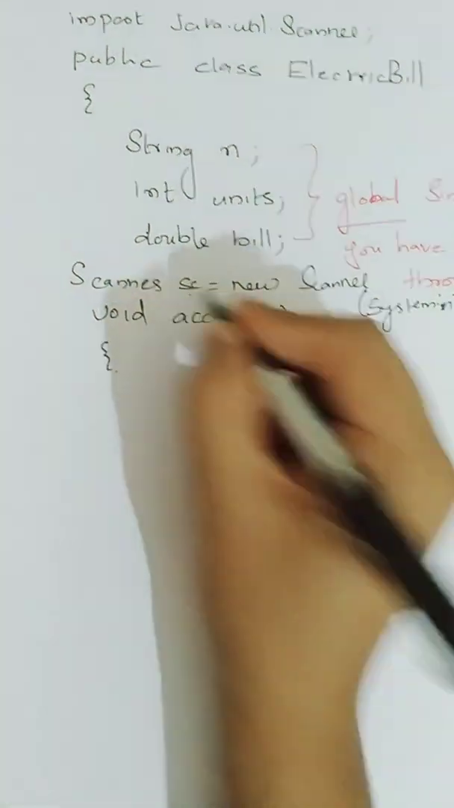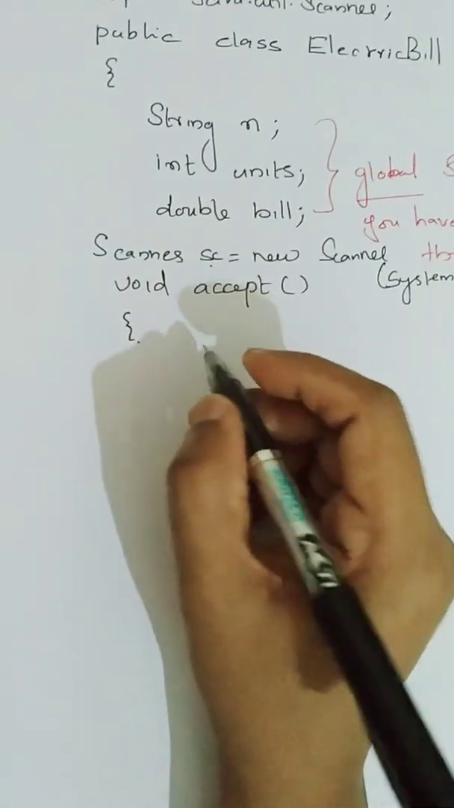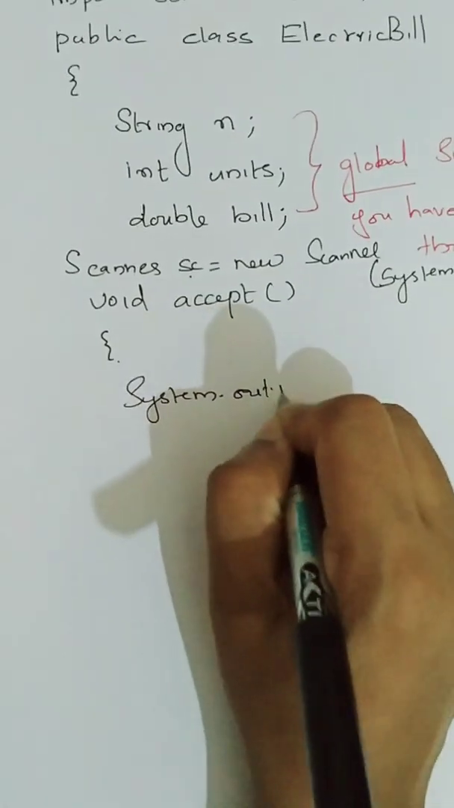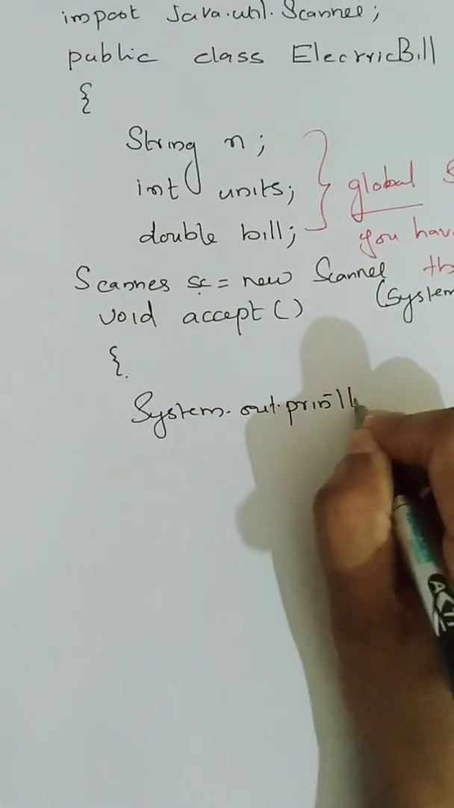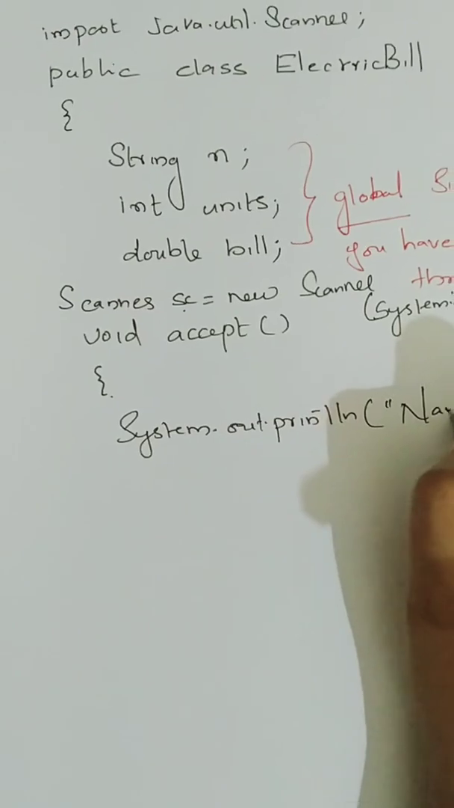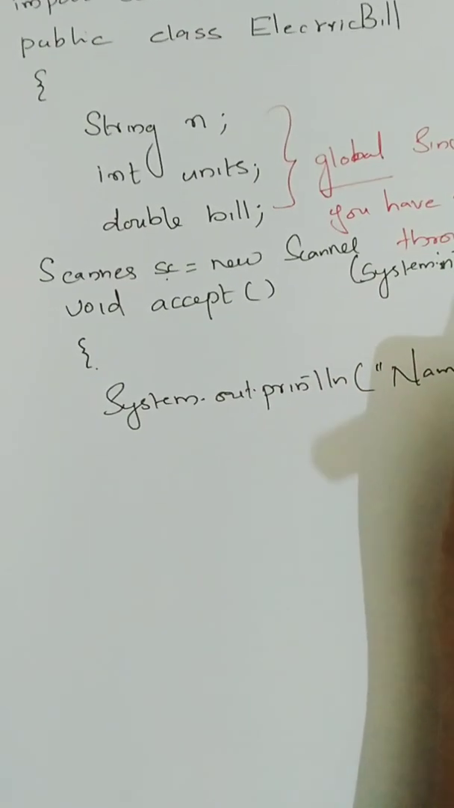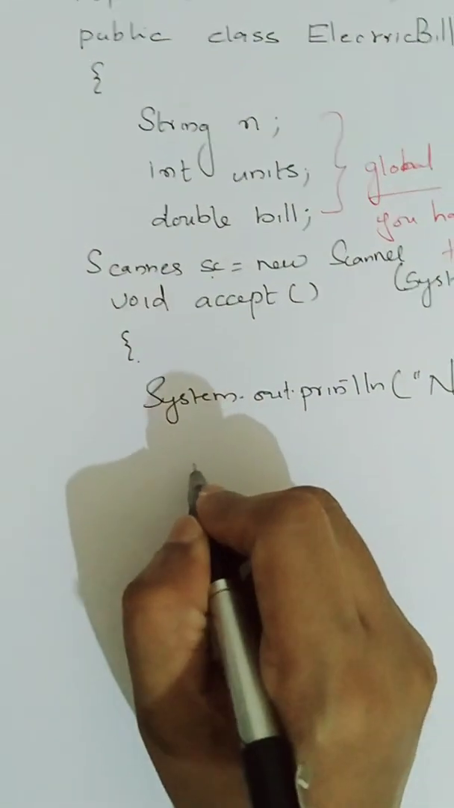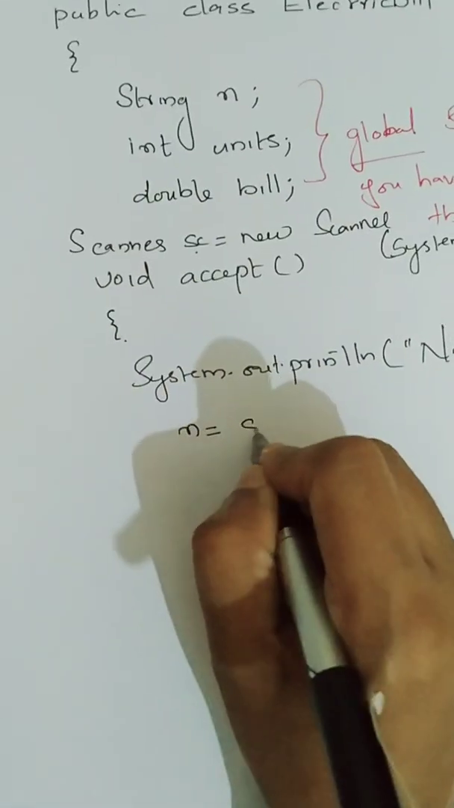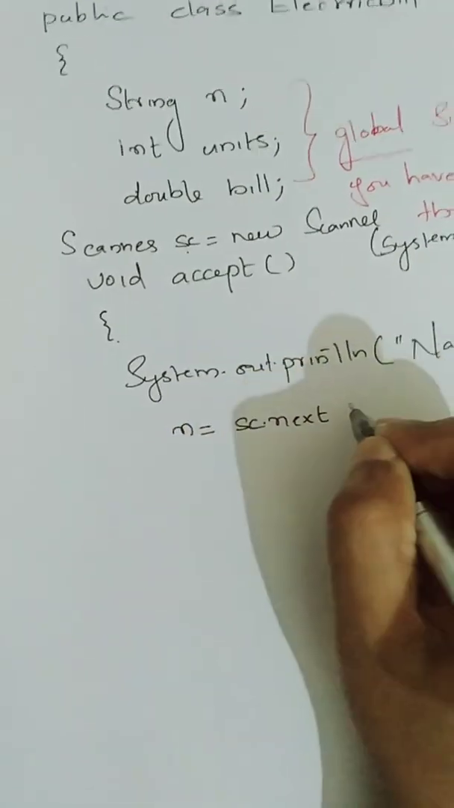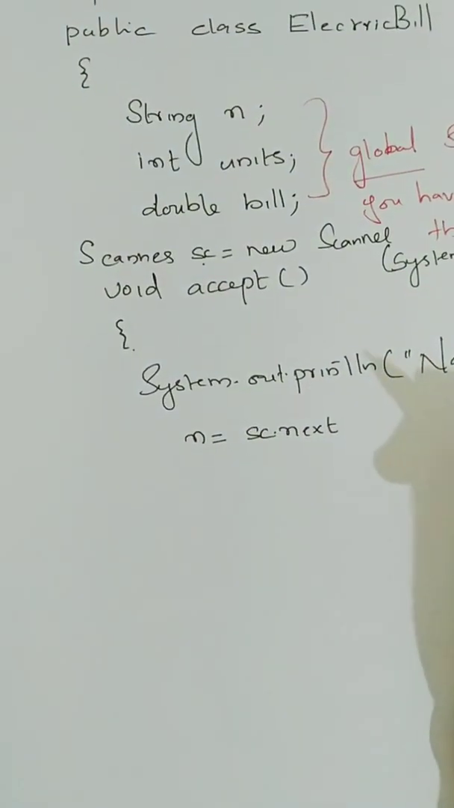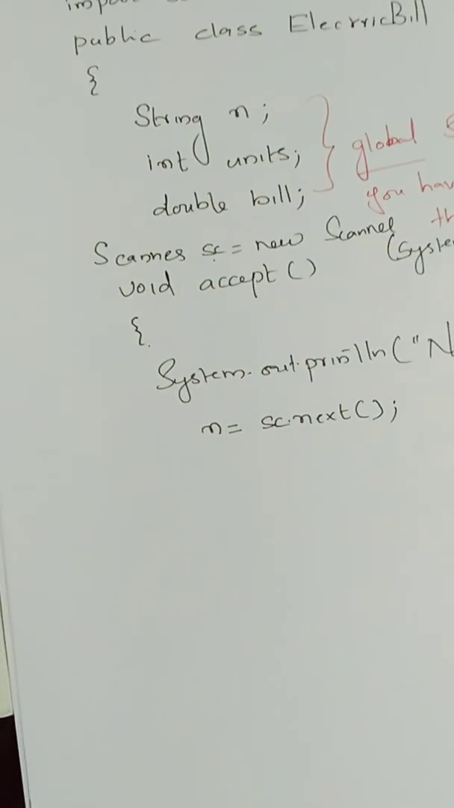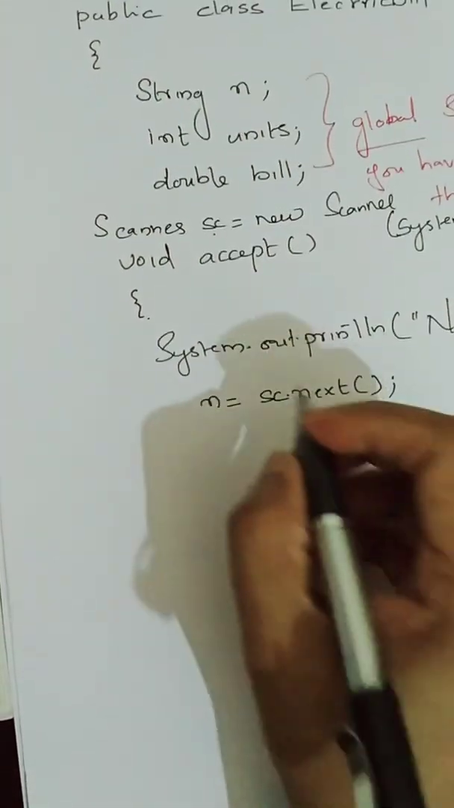I have declared. Now sc is my scanner, so I'm going to accept the variable. So System.out.println("Enter the name"). I am simply typing name. For that I am using n = sc.nextLine(). It's a string, so line or word? It's a name, so there is no sentence, so I am using sc.next().